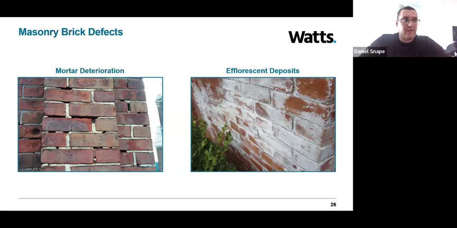So there's an argument to be made that efflorescent deposits isn't necessarily a defect, and it is just visual. But clearly it doesn't look good, and it's important to residents that their building looks good. It's important to block managers that the building looks good.